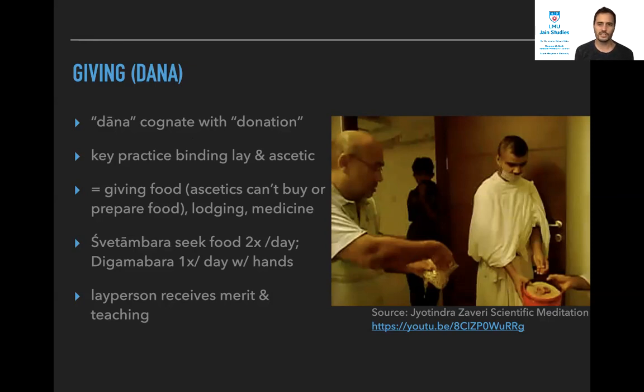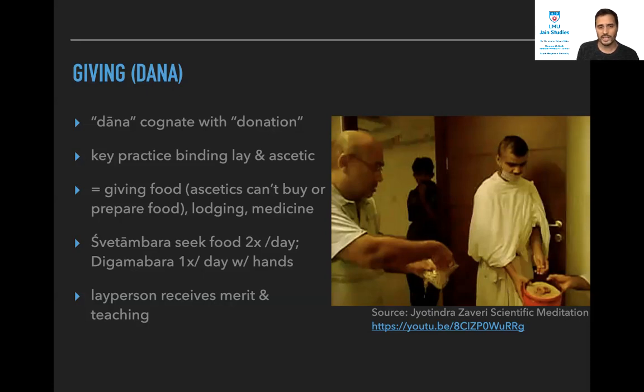It's a key practice, as Dundas points out, that binds the lay people and the ascetics together. They give something like food, lodging, or medicine, things that ascetics can't buy or prepare because they're not allowed to. And in exchange, the lay person, as you see in the last bullet point, receives some sort of good karmic merit, punya karma, right? They also receive Jain teachings from the ascetics who share with them Jain philosophy. So there's an exchange here, right? There's, again, teaching and good karma. And in exchange, the ascetics receive the basic things they need to keep going on the spiritual path.